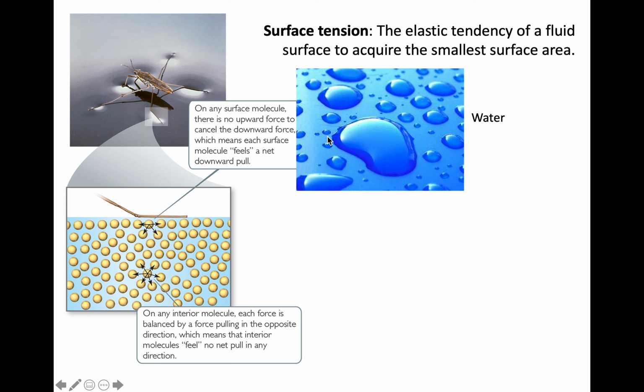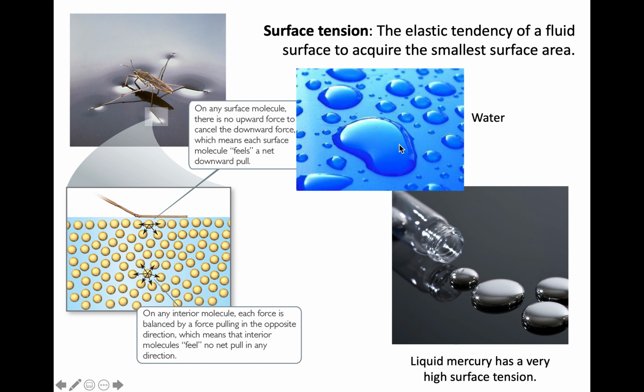Here's a water droplet. Due to the surface tension, it seems to begin to ball up. Something with an even larger surface tension would be liquid mercury. It has a very high surface tension, and if you pour it onto a surface, it definitely adopts the shape of a sphere, although it's a little bit flattened out there due to gravity.